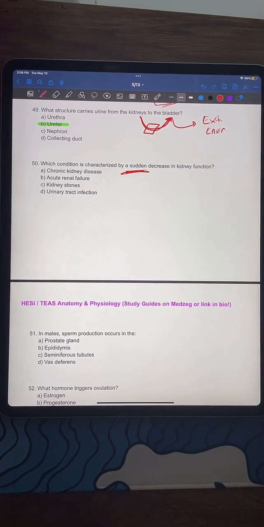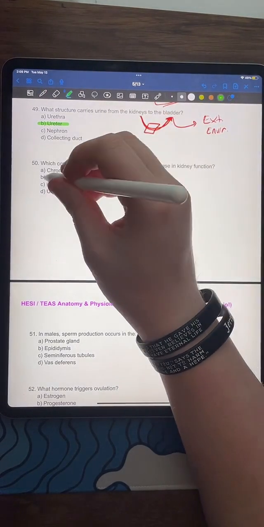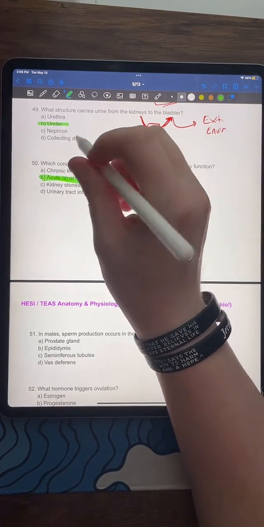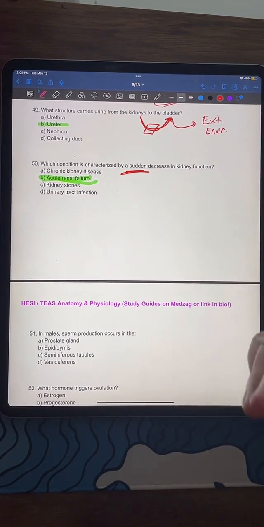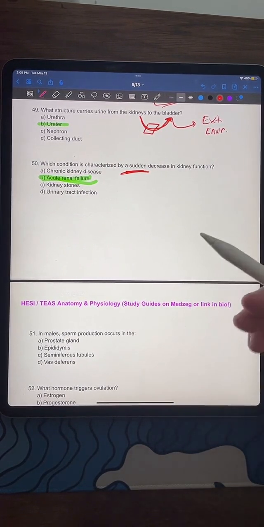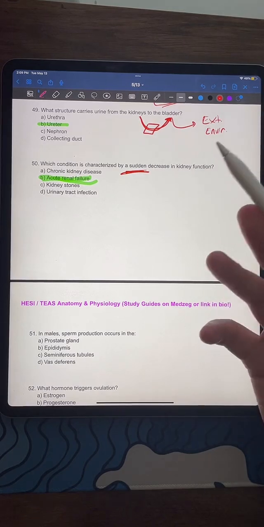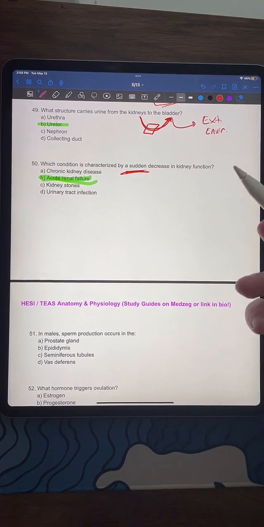Fantastic. Acute, sudden. Therefore, we have acute renal failure, B. So acute renal failure, you may have some sort of injury, infection, or an acute toxin exposure, which can lead to a decrease in kidney function. This is acute renal failure.